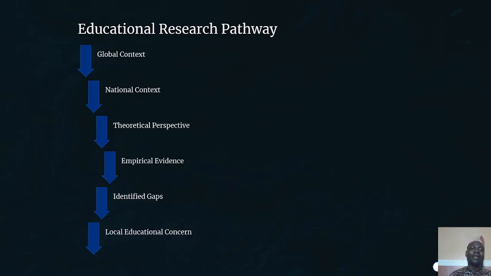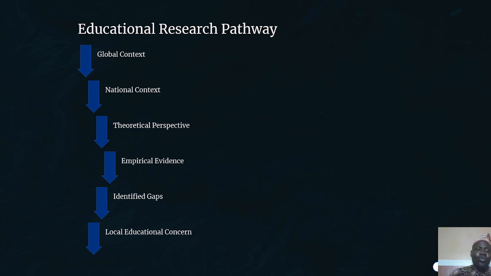So when you are writing in an educational research, you have to start with the global context. Let your reader know the global context as regards maybe out of school children, maybe exclusive breastfeeding, maybe the students' performance in grammar or science or mathematics. The next thing you have to do is to provide a theoretical perspective, a national context after the global context. You provide a theoretical perspective. After that, you begin to give us the empirical evidence.